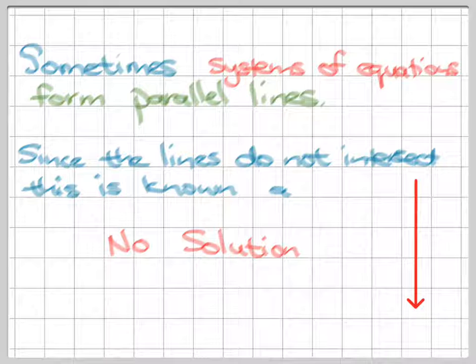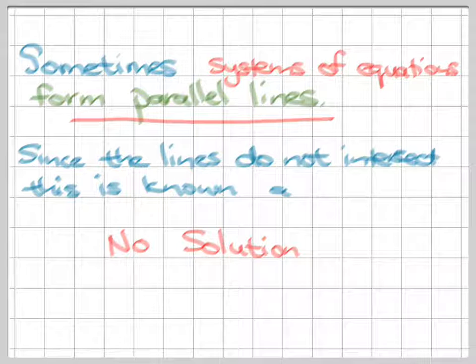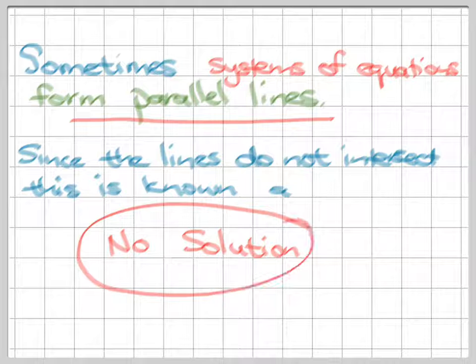Right, let's have a look at today's lecture. Sometimes systems of equations form parallel lines. That means they would not be intersecting. So the lines do not intersect, and it is known as a no solution system of equations.